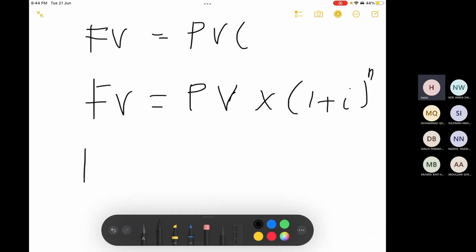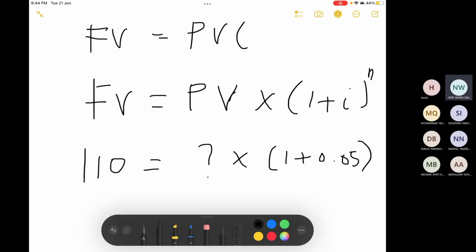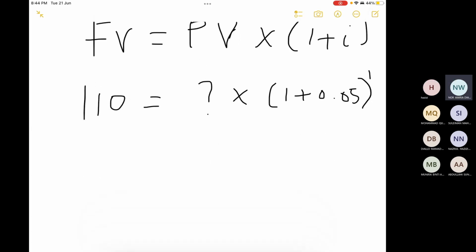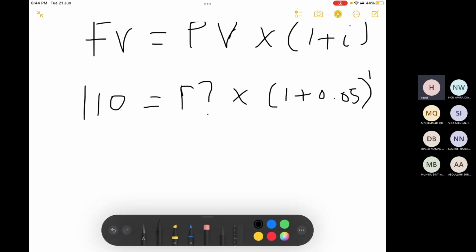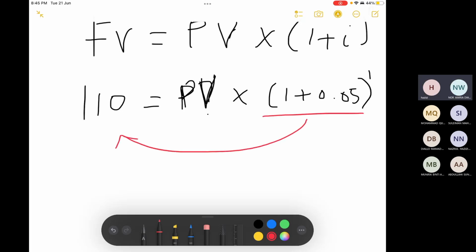Okay, let me put 110 equal to, do we know the present value? We want to find the present value, right? So this is what we want to find, times 1 plus 0.05 to the power of n, where n is 1, because we are only concerned about what's going to happen within a 1 year period, right? To avoid confusion, let me keep this as PV, present value. So how are we going to solve this quickly? We're going to bring this to this side, right? So if you want to find the present value, we have to divide 110.